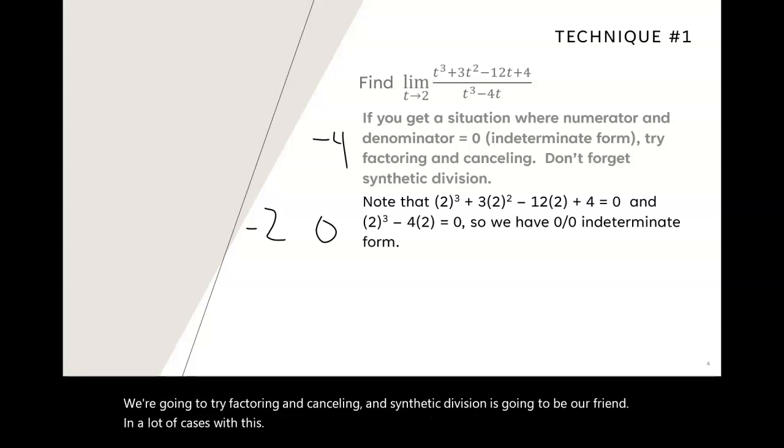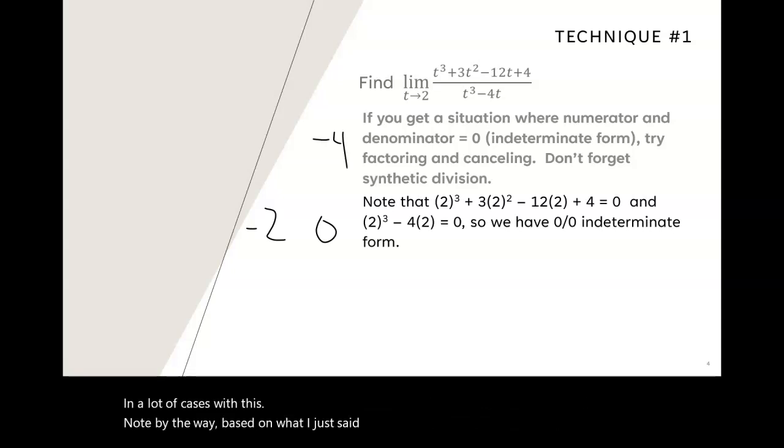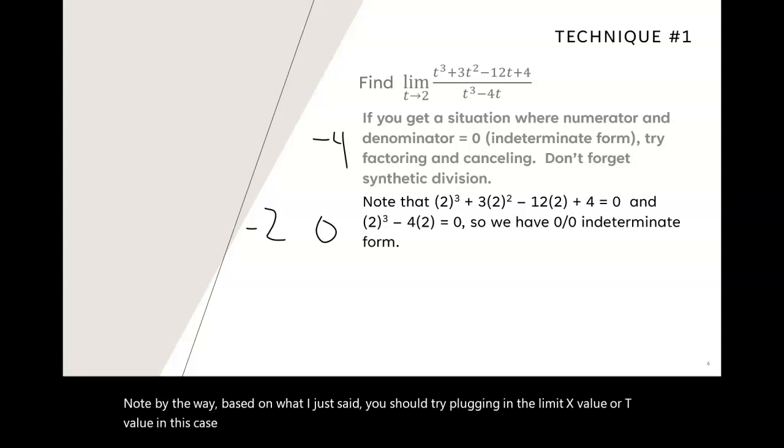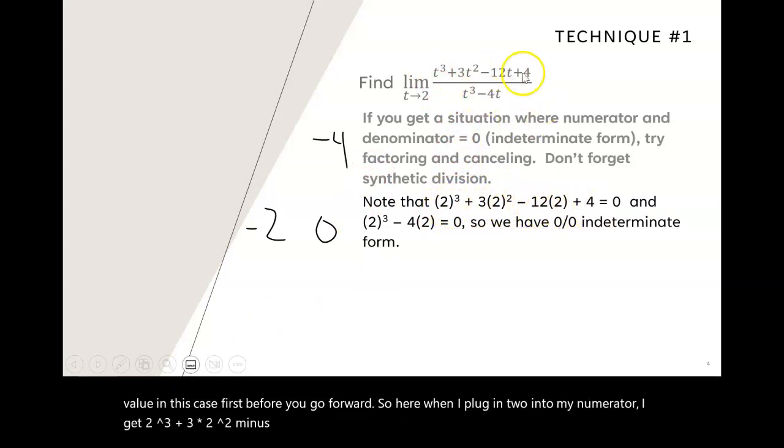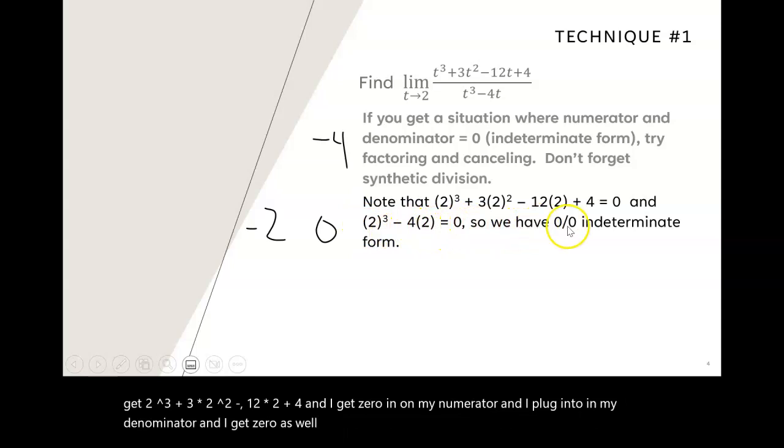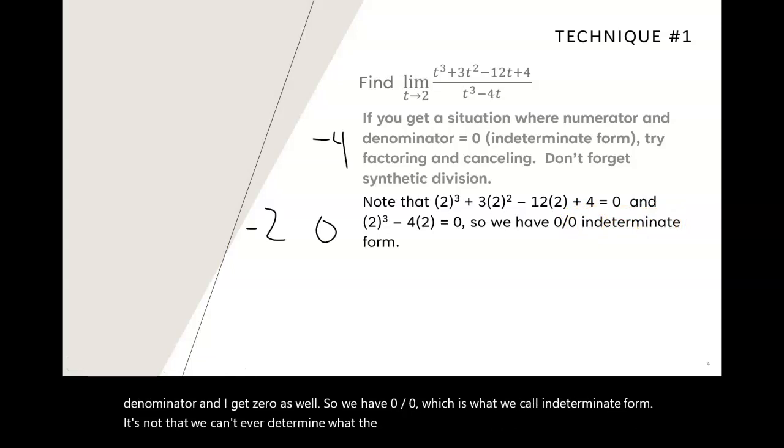Note, by the way, based on what I just said, you should try plugging in the limit x value, or t value in this case, first before you go forward. So here, when I plug in 2 into my numerator, I get 2 cubed plus 3 times 2 squared minus 12 times 2 plus 4, and I get 0 in my numerator. And I plug in 2 in my denominator, and I get 0 as well. So we have 0 over 0, which is what we call indeterminate form. It's not that we can't ever determine what the limit value is, it's just that we need another technique to figure it out.